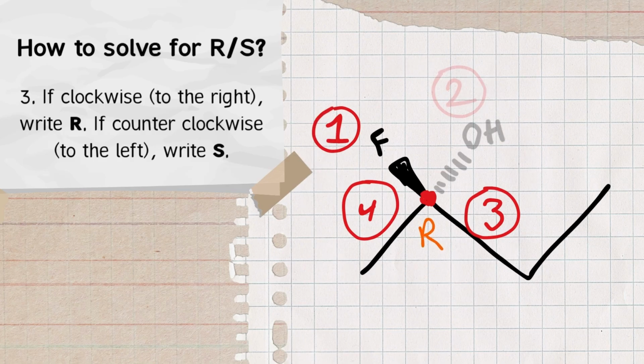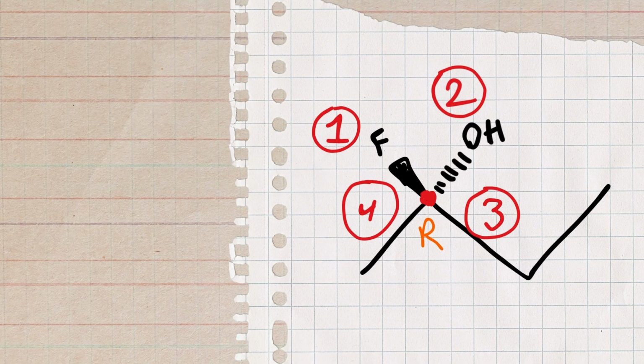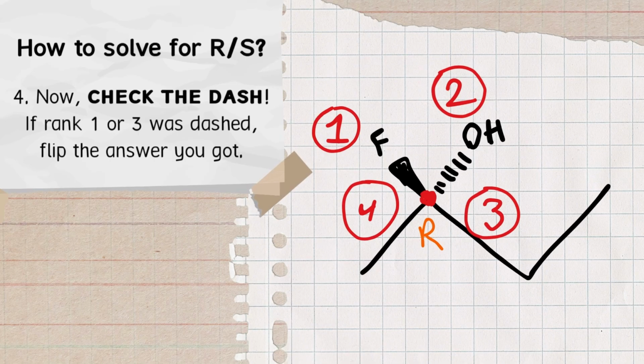Now, the very important step 4, this is the essential trick. At the end, you must check the dash again. Is 1 or 3 in the back? If so, you flip your answer. Keep in mind when I say check the dash, it must be the dash immediately coming off of the chiral center you're testing. So in this molecule, it'd be where the hydroxy group is.